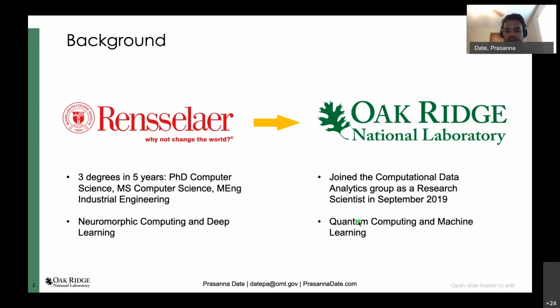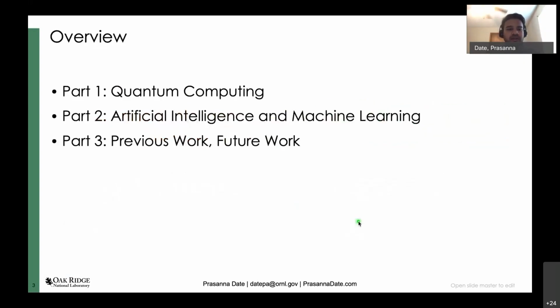Okay, so I have structured my talk into three parts. In part one, I'd be going over quantum computing. In part two, artificial intelligence and machine learning, and how we can actually use quantum computers to do AI and machine learning. And the last part would be I'd go over some of my previous work and let you know what my plans for the near term future are.